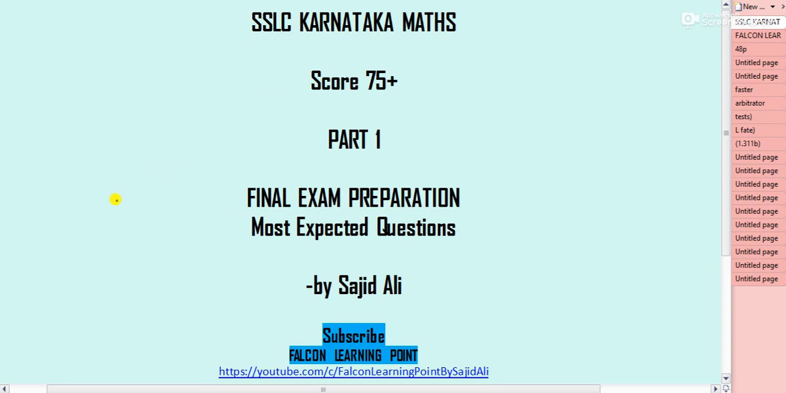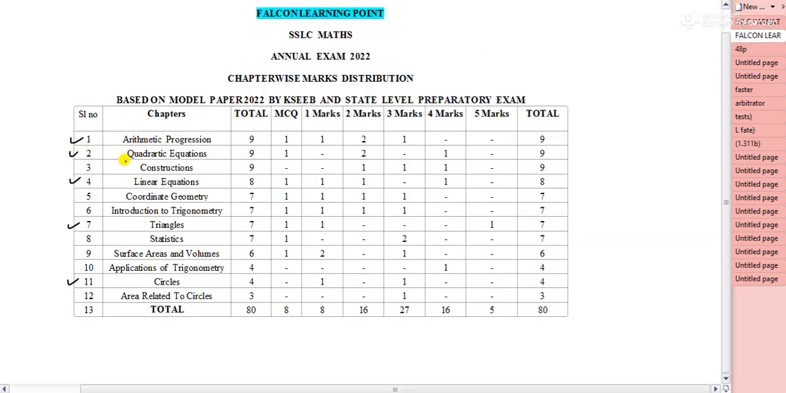So here I am with the second part of our previous video, the target 55. In the previous video I solved problems mainly from these chapters: AP, quadratic equations, linear equations, triangles, and circles. Right. So in this video, I will be solving the rest of the chapters like constructions, coordinate geometry, introduction to trigonometry, statistics, surface areas and volumes, and area related to circles.